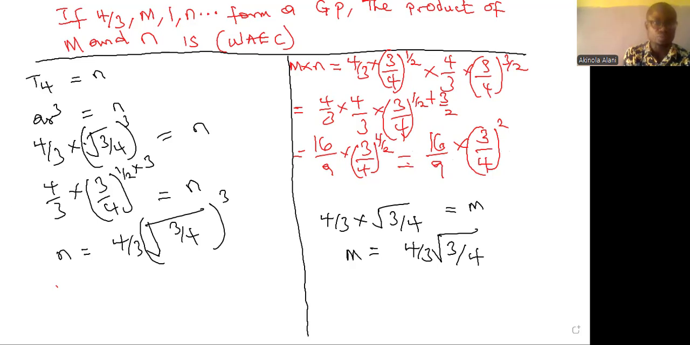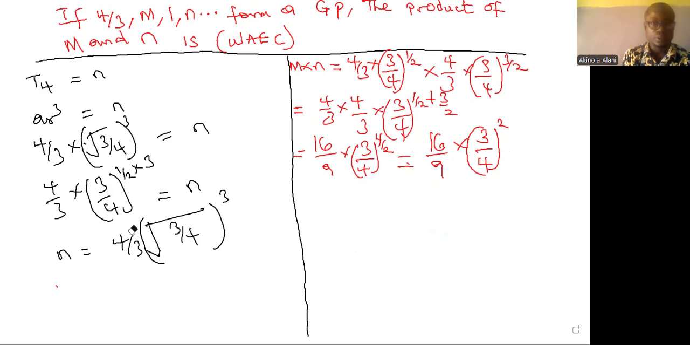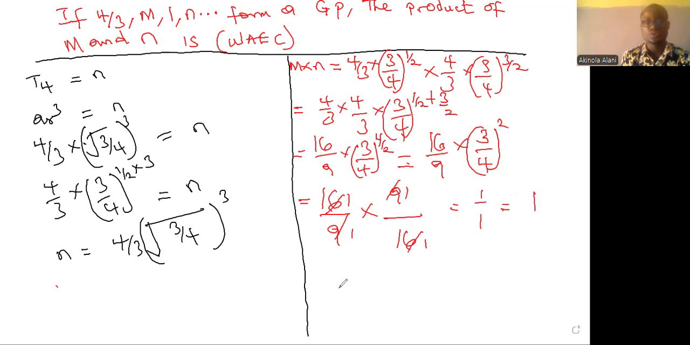That means I'm going to have 16 over 9 multiplied by 3 raised to power 2, which is going to give me 9, divided by 4 raised to power of 2, which is going to give me 16. So 9 here 1, 9 here 1. So 16 here 1, 16 here 1. So 1 multiplied by 1. So I'm going to have 1 over 1, which is going to be equals to 1. So m n is equals to 1.